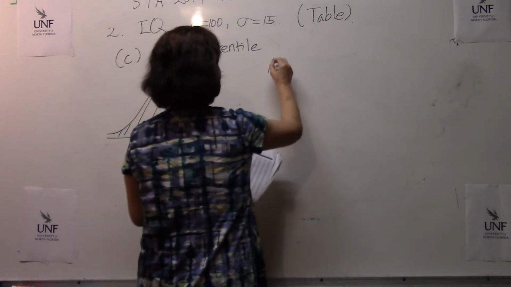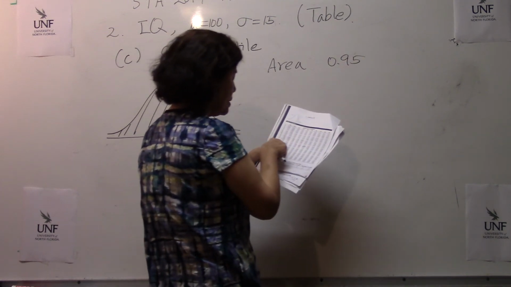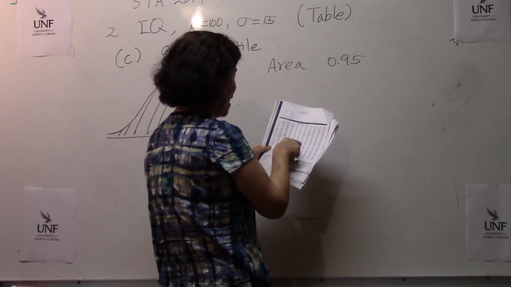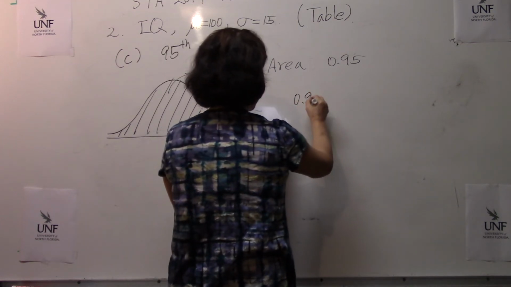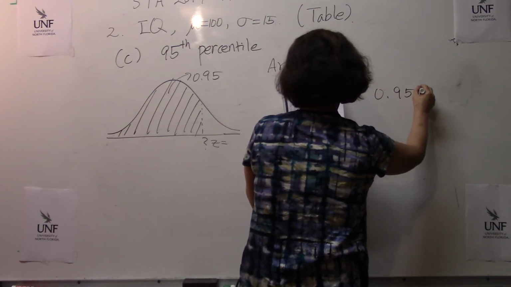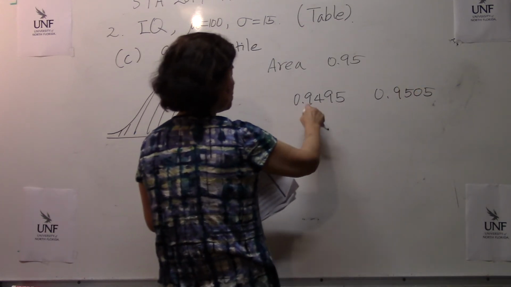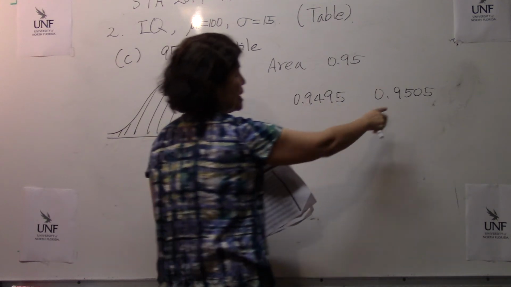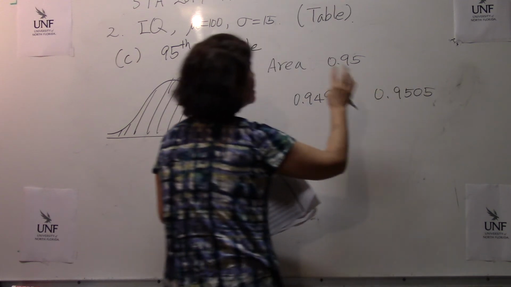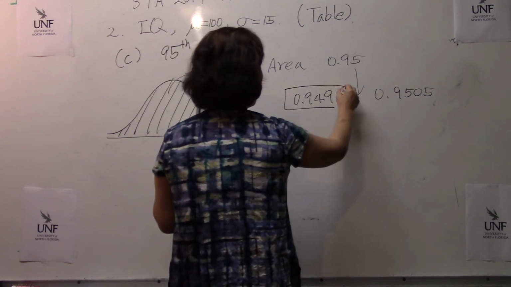So you go for the area 0.95. Well, you are going to see 4 decimal places. So find the closest to 0.95, which I find are 0.9495 and 0.9505. So the difference is 0.0005. Here the same thing. The difference from here is 0.0005. So this is right in the middle, correct? Right in the middle. And now we go for the z-score.